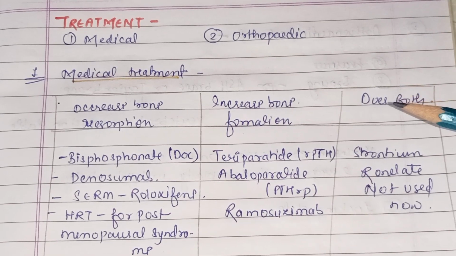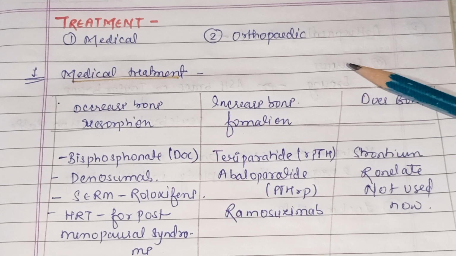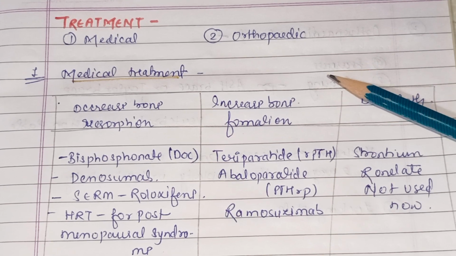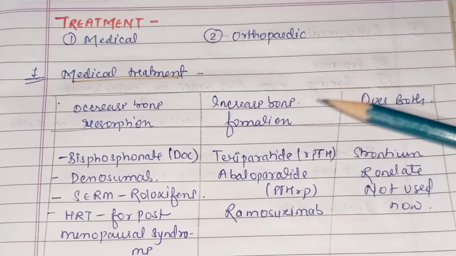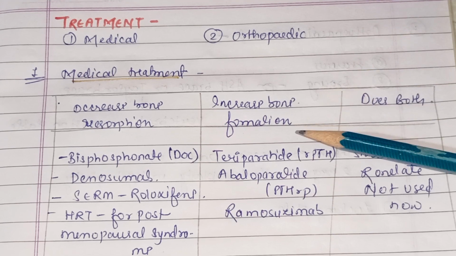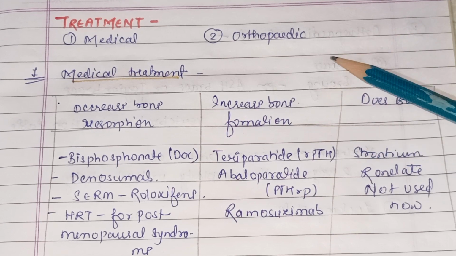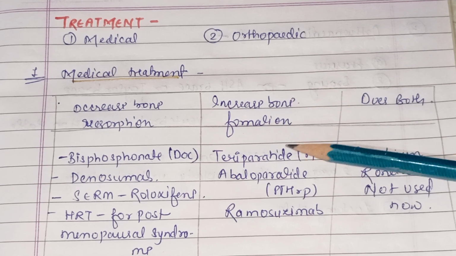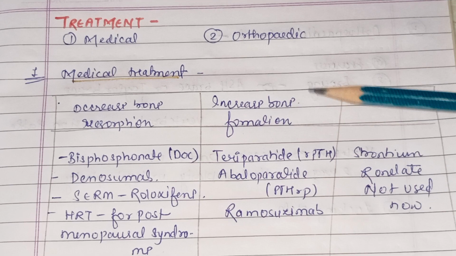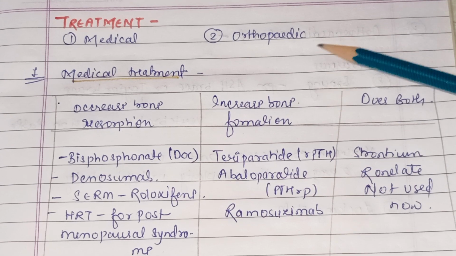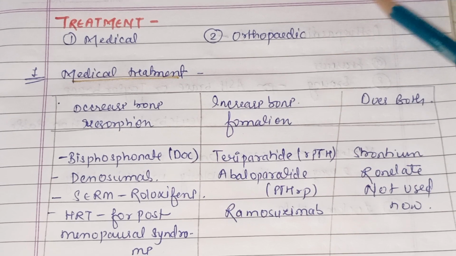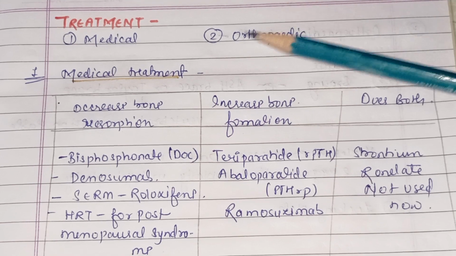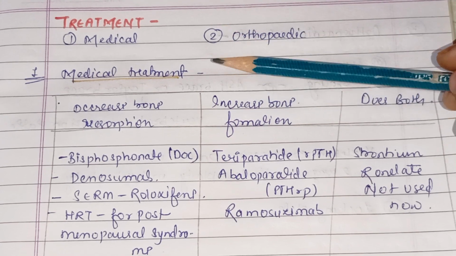Now we are in the part of how to treat the patient of osteoporosis. This is divided into two parts: medical treatment and orthopedic treatment. In medical treatment, we give doses of drugs and supplements, and in orthopedic treatment, we maintain therapies like brace and exercise. First, we are going to discuss the medical treatment.